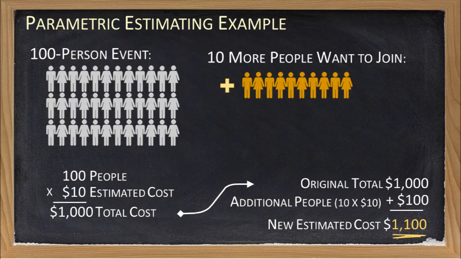The project manager has to understand that it is only an estimate. The model may not be valid, or it might have limitations, or it may not be accommodating all the actual variables involved. For example, adding 10 more people might require a larger room, or additional staff to be hired, in which case the overall cost may be more than $10 per person.